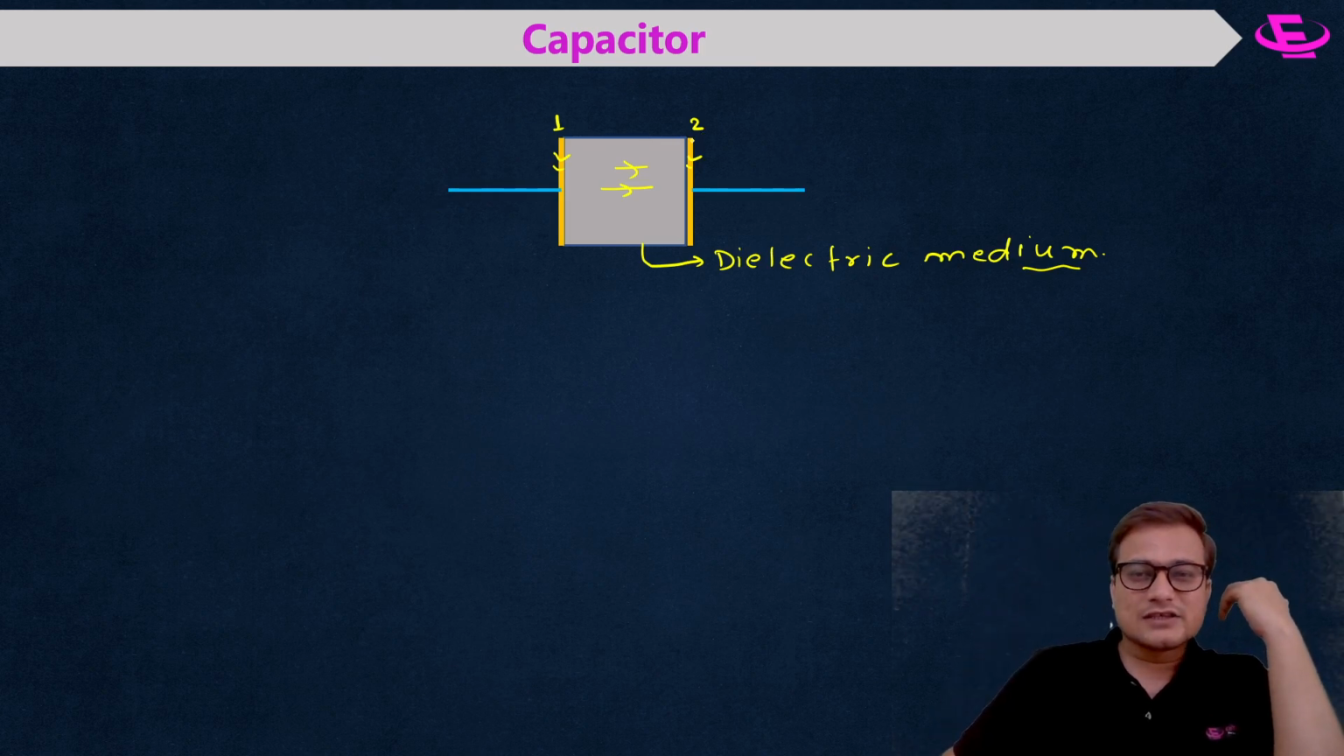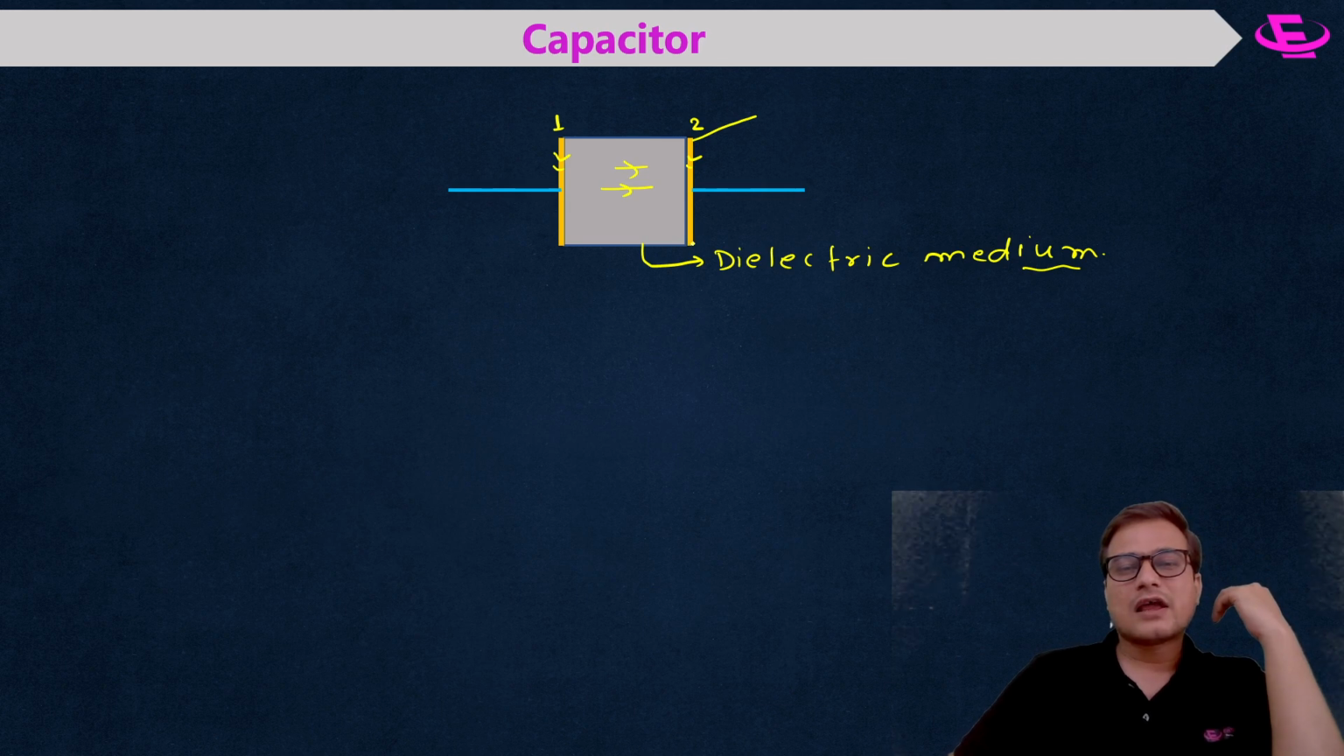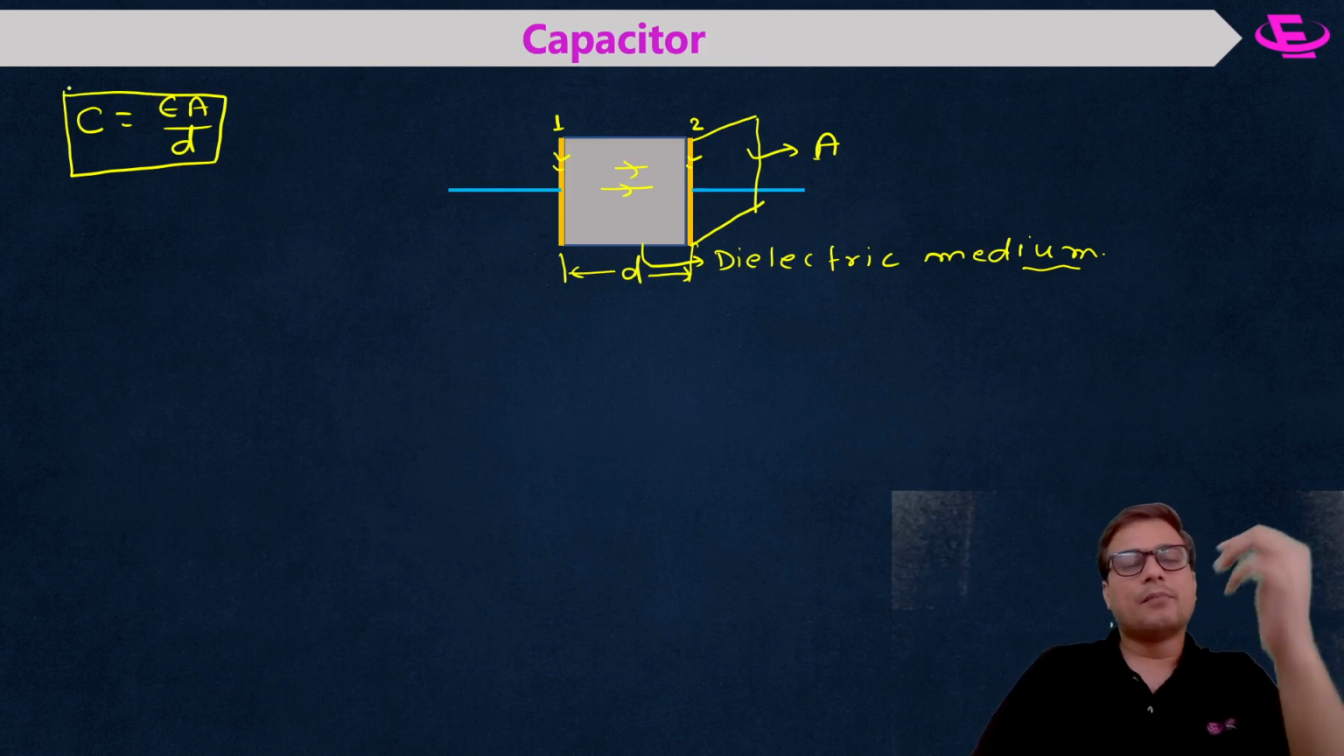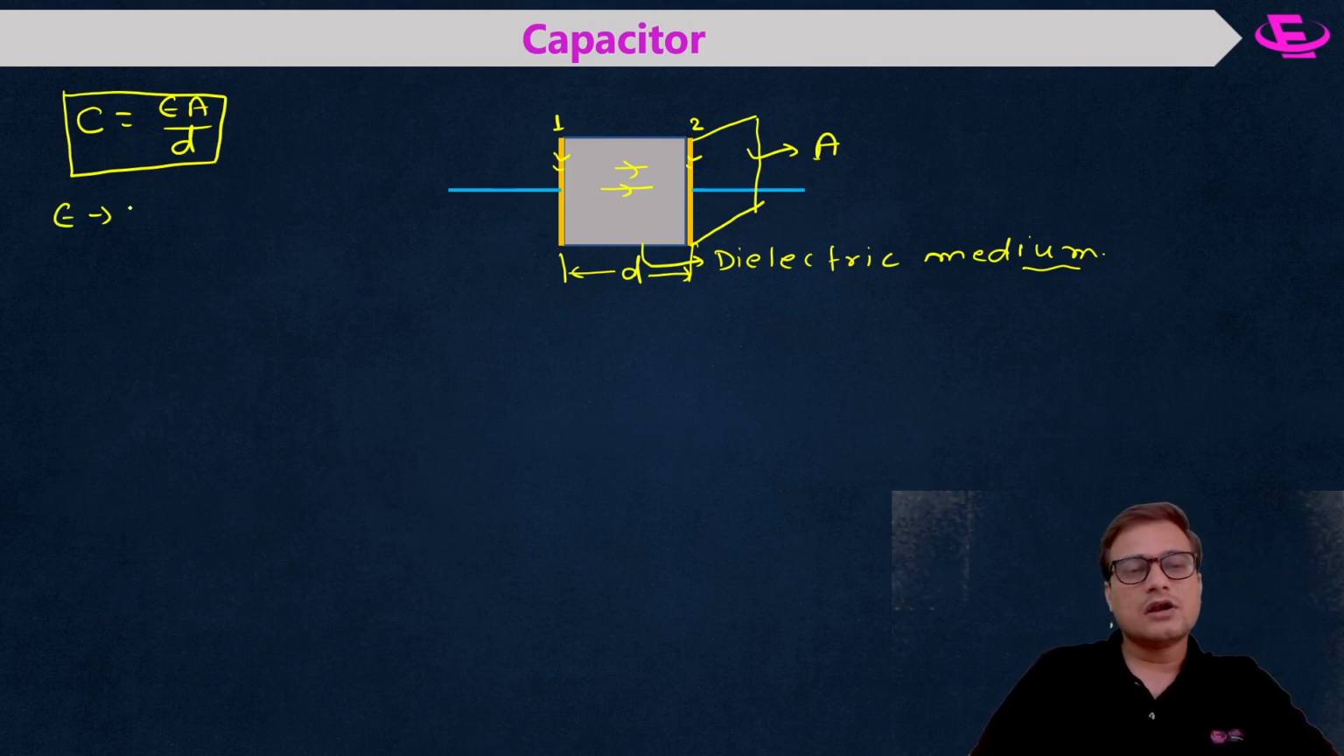Before discussing that story, let us derive the formula for capacitance. Capacitor plates are basically like this. Each plate has some area A, and the distance of separation between the two plates is D. Then the capacitance C equals epsilon A upon D. What is epsilon? Epsilon is called permittivity.